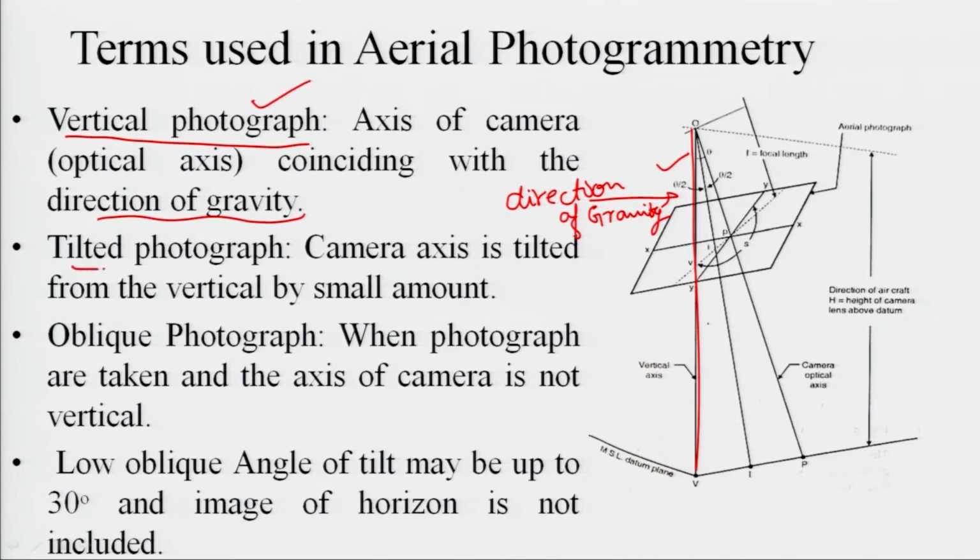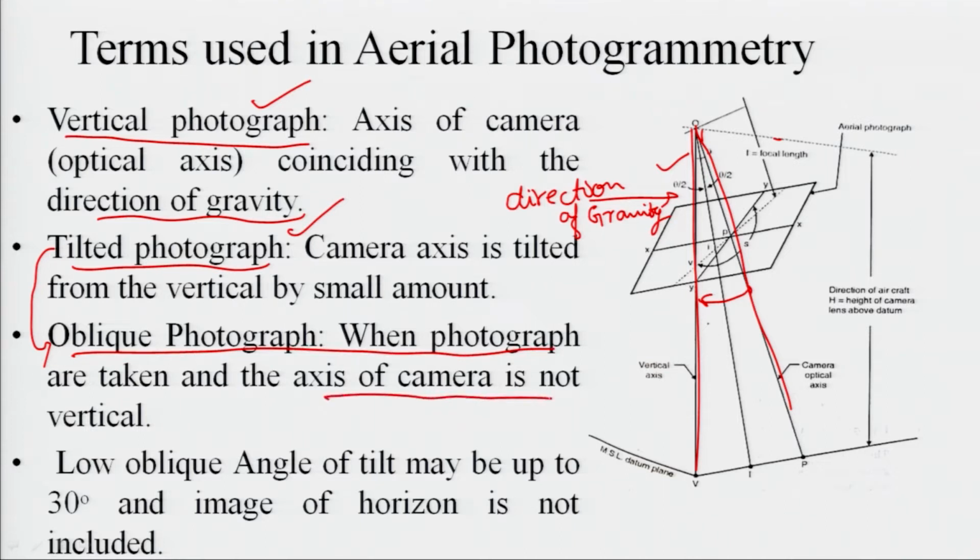Now talking about tilted photograph, if the axis is tilted or does not coincide with the direction of gravity, then the photo obtained is known as a tilted photograph, like this. This is somewhat tilted from the direction of gravity. And during this type of photography, we can obtain oblique photographs. Oblique photographs are photographs in which the axis of the camera is not vertical. Oblique photographs can be divided into two parts, low oblique and high oblique.